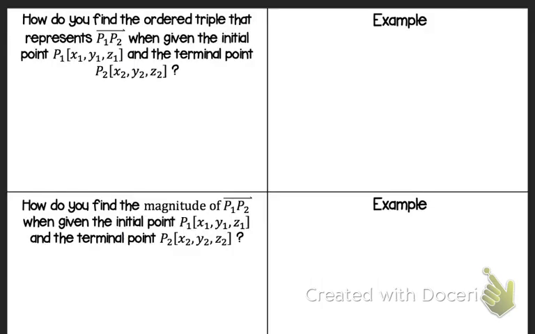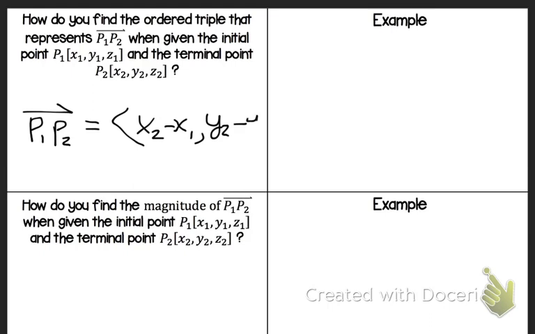Okay, so this is talking about vectors. How do you find the ordered triple that represents the vector p1, p2 when the initial point is x1, y1, z1 and the terminal point x2, y2, z2? So it's actually just very similar to what we did with 2 dimensions. So we'd write our vector p1, p2, and you just subtract them, so x2 minus x1. You're finding the distance of your x's basically. y2 minus y1, z2 minus z1.